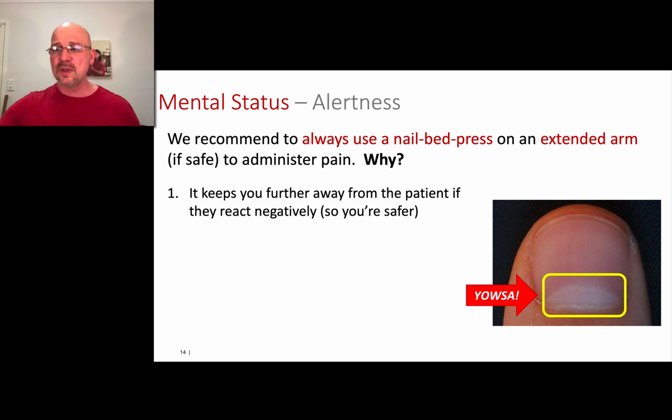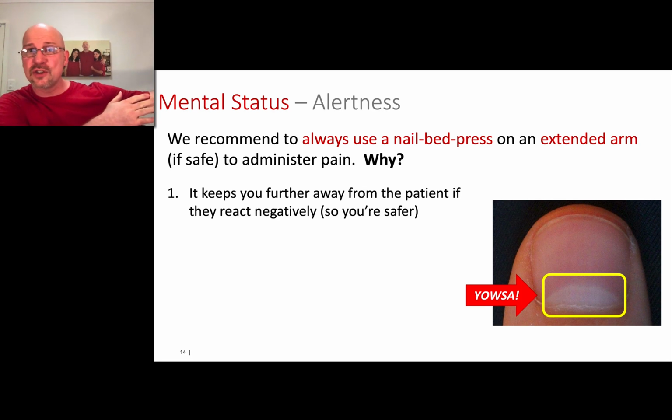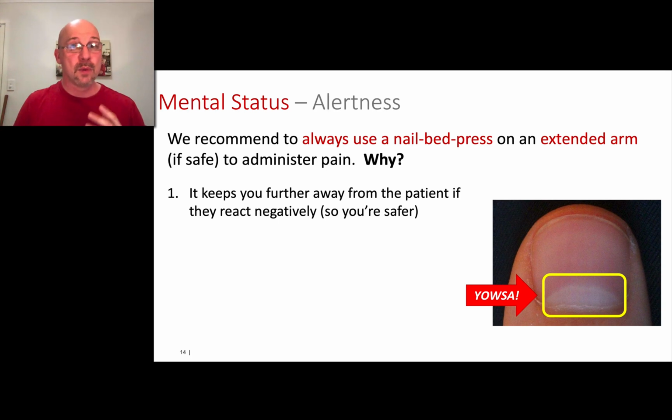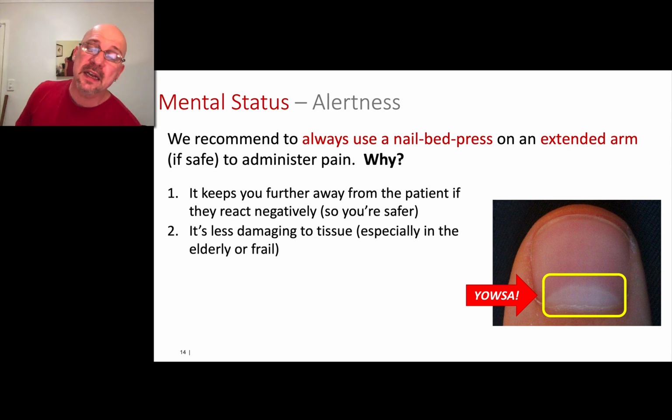And I say when you do that, take the patient's arm and move it away from their midline so their arm is extended straight out, perpendicular to their body, and do the squeeze there. Why do we do that? Well, first of all, most importantly, safety first, you're far away from the patient. So if they go, hey, and they take a swing at you, you've got a chance to get away. Second of all, it's less damaging to the tissue.